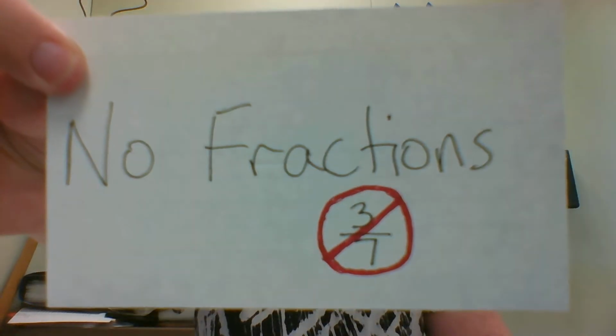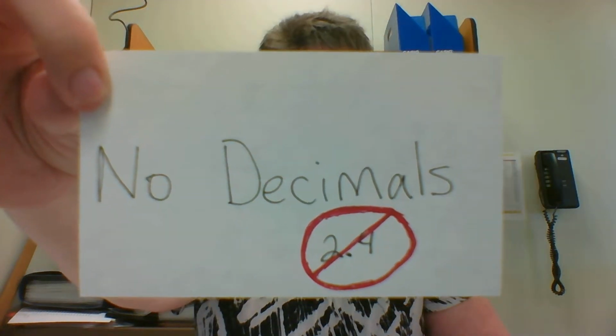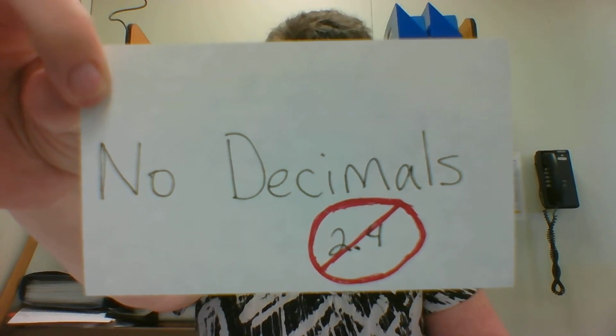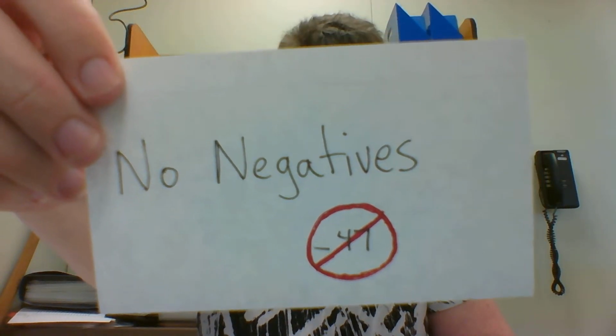So what is not included when we're talking about whole numbers? There are no fractions in the whole number set. There are no decimals in the whole number set. And there are no negative numbers in the whole number set. So once again, if you want to take note of this, write it down. You know what's included in the whole number set. Make sure that you understand what's not included.